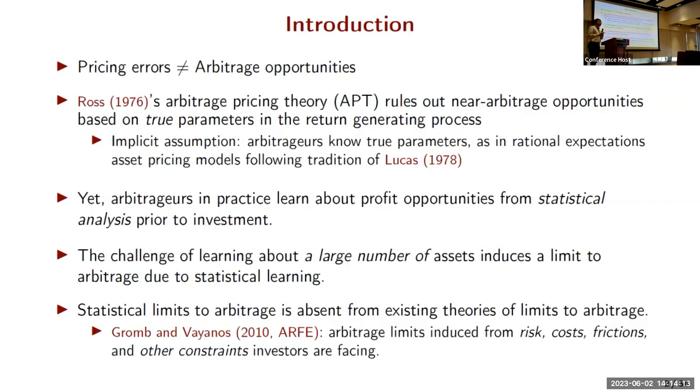Now, this is certainly a new mechanism, an alternative channel relative to the existing literature on limits of arbitrage, which is summarized in this Annual Review of Financial Economics paper. They survey the literature and argue that arbitrage limits might be induced by noise trader risk, short-run costs, financing frictions, etc. So we come up with a new theory, truly based on statistics.